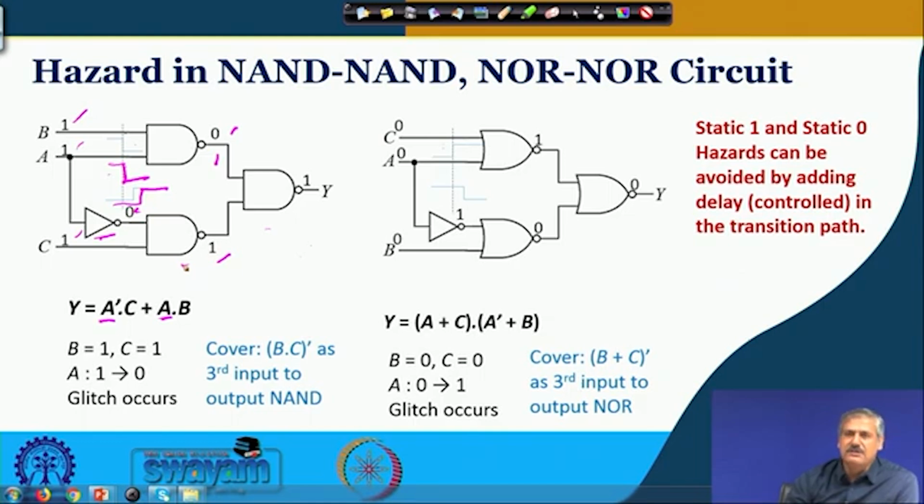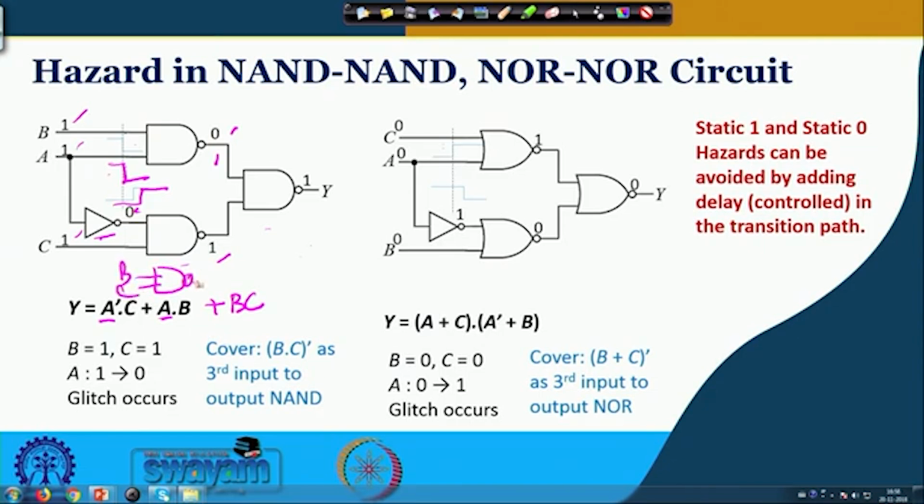The similar glitch that we had seen for that relation is occurring over here also. Okay. So, how to cover it? To cover it, the B and B C will be the one that we had seen earlier, where we considered one AND gate going to the third input of the OR gate. Similarly, here one NAND gate will be there with B and C, right, and this will go as the third input over here. Okay. Similarly, for POS realization, if we go for NOR, we shall have B equal to 0, C equal to 0.